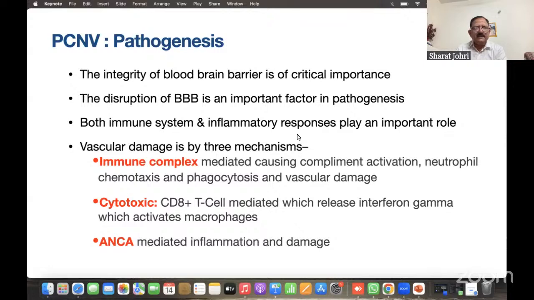And they affect the blood vessels by three mechanisms: either by immune complex mediated processes, by complement, or by cytotoxic CD8 T cell mediated damage, which releases interferon gamma and activates the macrophages and destroys the vessels, or it can be ANCA mediated inflammation and damage.